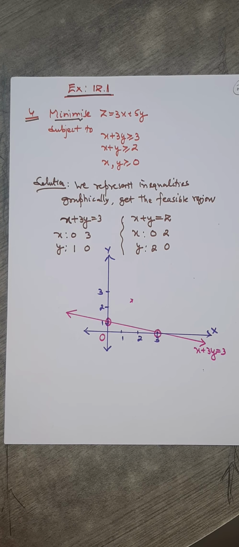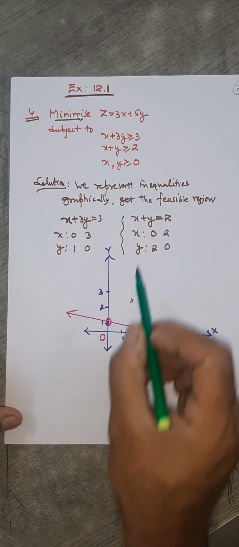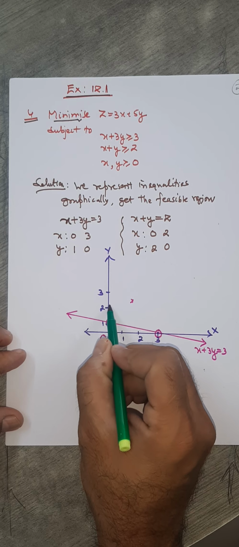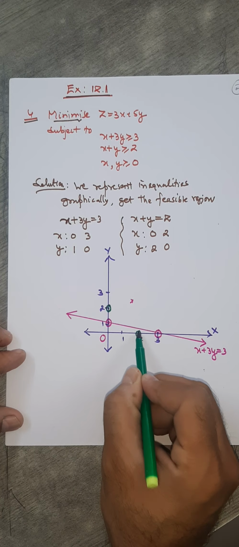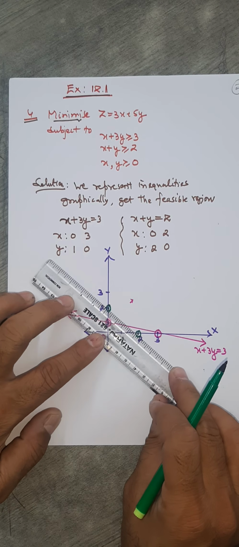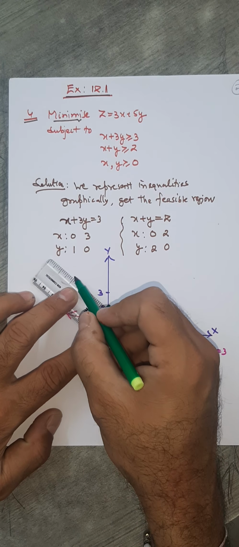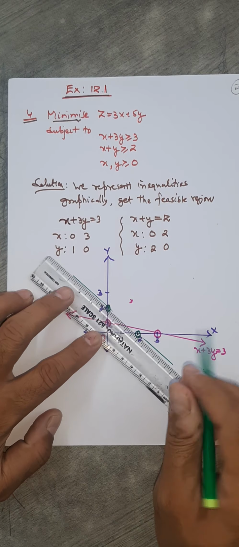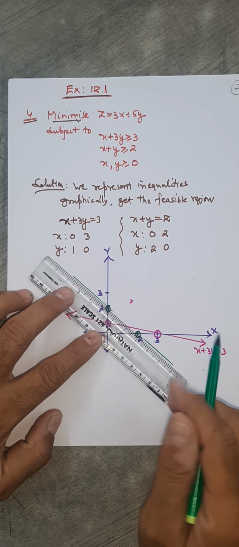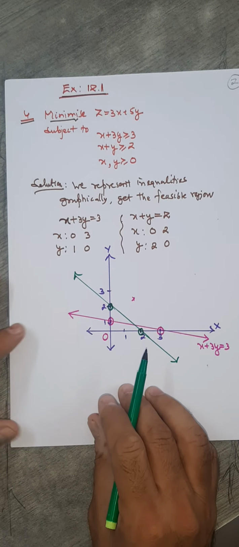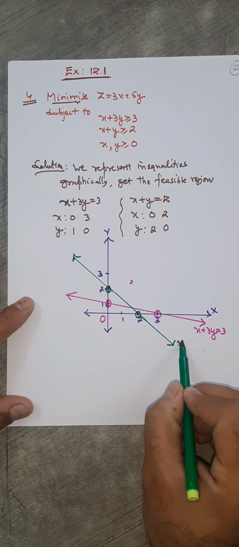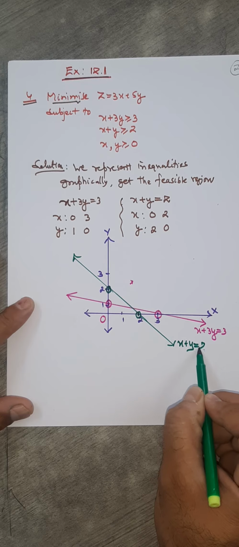Now we are drawing the second one. There 0 then 2, so here. And 2 then 0, so this point. So we draw a line through these 2 points. This is the line that passes through these 2 points. What is the equation for this? It is x plus y equals 2.